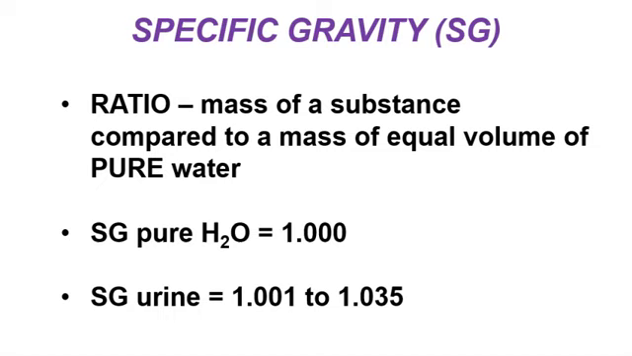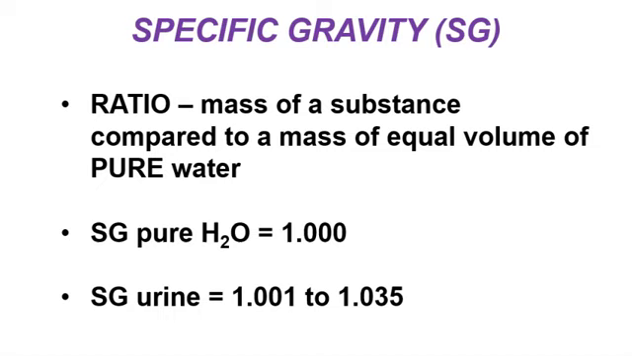The final variable that we're going to consider in examining the physical and chemical characteristics of urine is a variable called specific gravity. Now, specific gravity is a ratio, so that means it's a dimensionless number, and it is the ratio of the mass of a substance, such as urine, compared to the mass of an equal volume of pure water. So pure water has a specific gravity of 1.000.